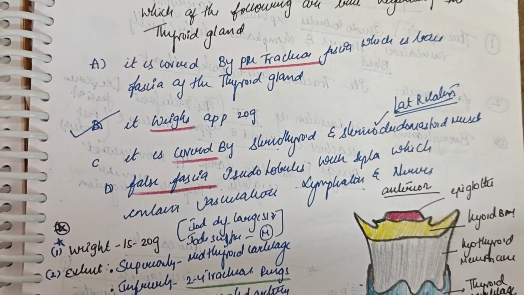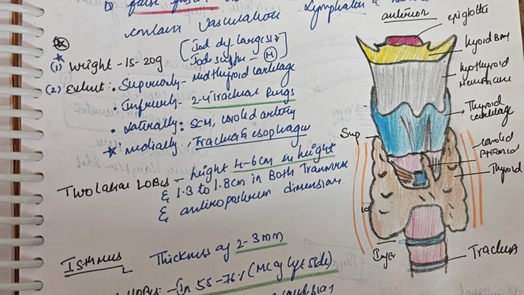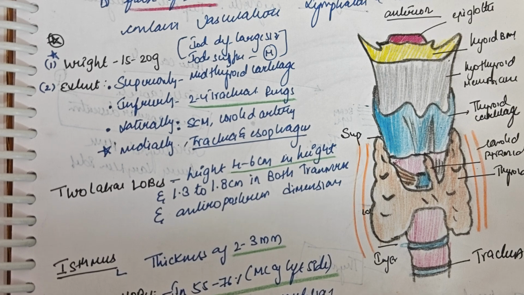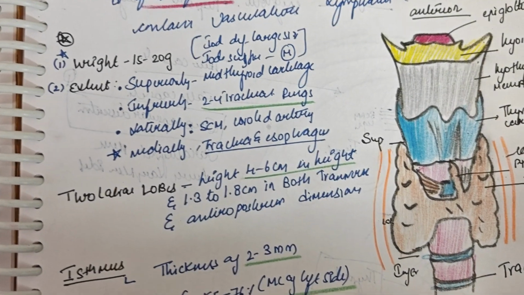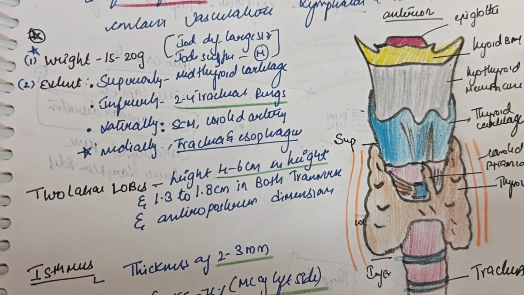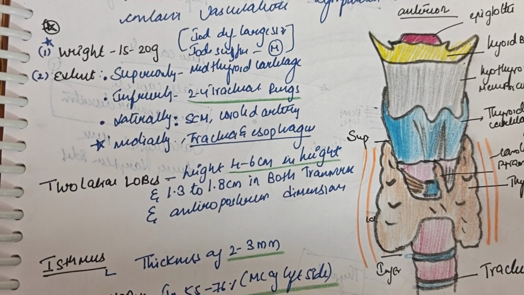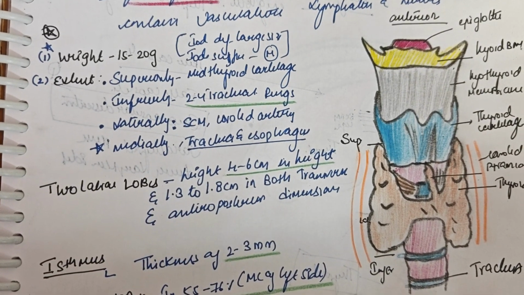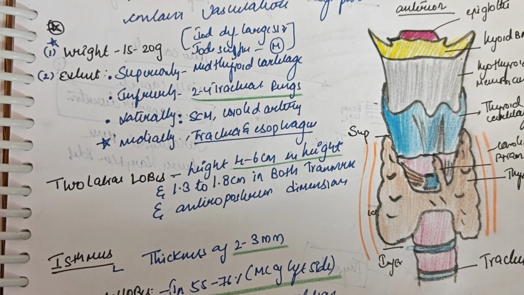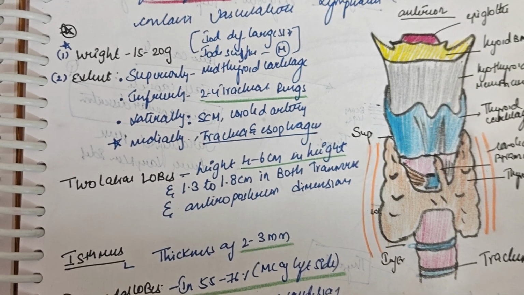Before that, we need to understand the structure of the thyroid and its relationships. The first thing written here is that the weight of the thyroid gland is 15 to 20 grams. It is also written that superiorly it extends till the mid thyroid cartilage, and inferiorly till 2 to 4 tracheal rings. Laterally, we have the relation to the sternocleidomastoid and carotid artery. Medially, we have the trachea and esophagus.